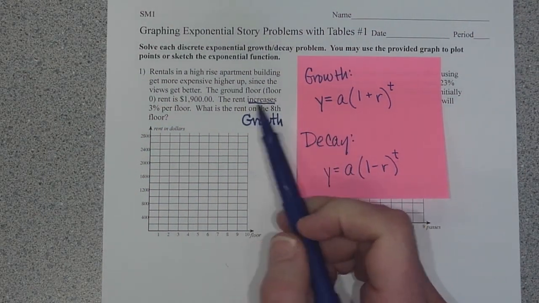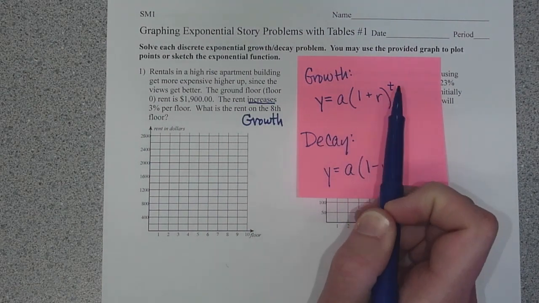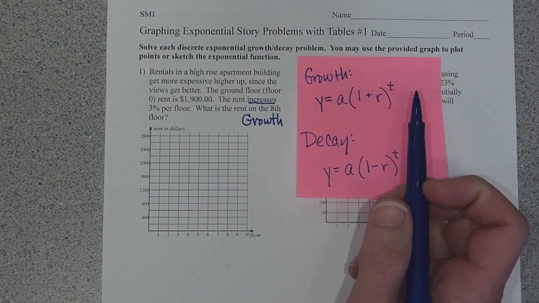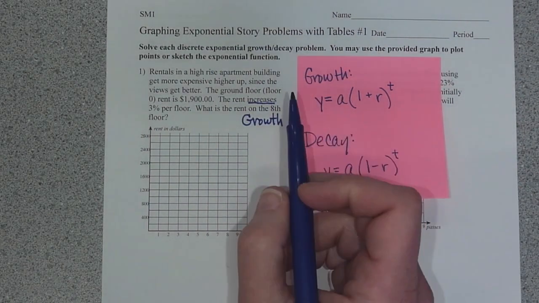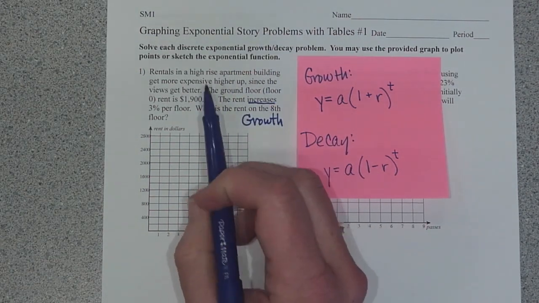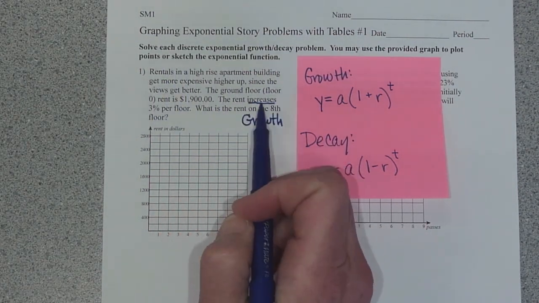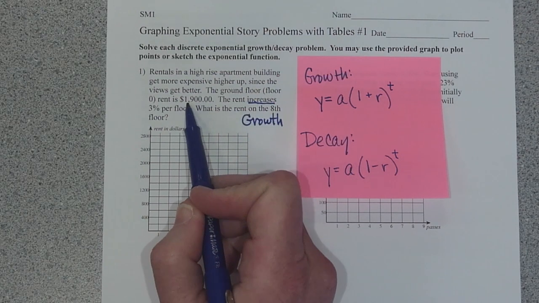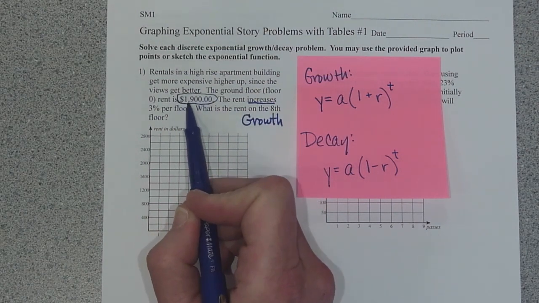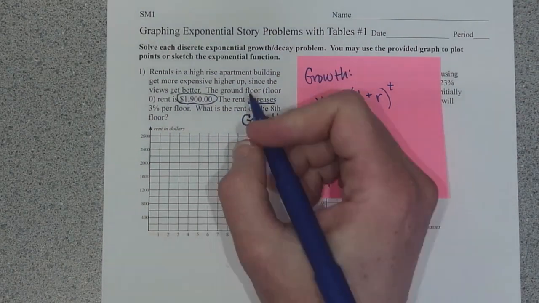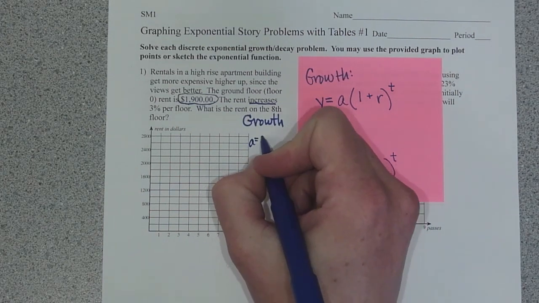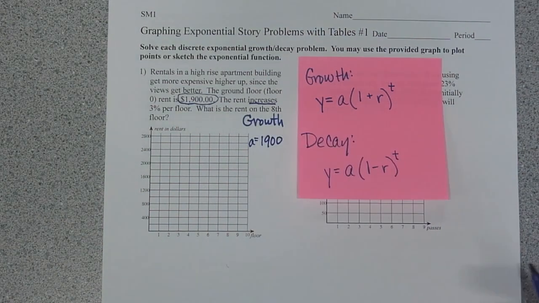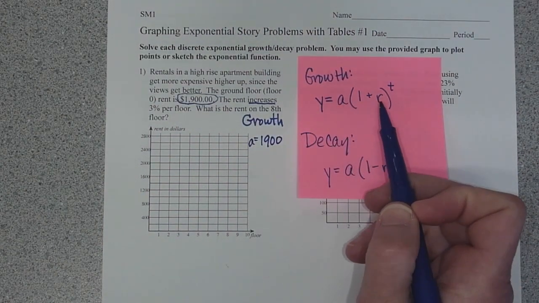Now let's figure out our A, our R, and our T so we can write our equation. The A is going to be the amount that we're starting with. Well, it looks like we're starting with $1,900. And so we're going to put A equals 1900.